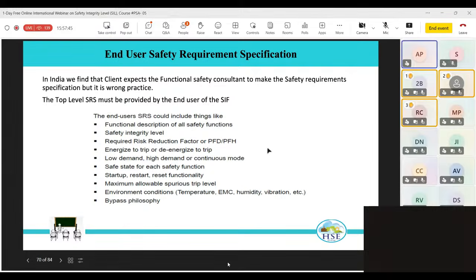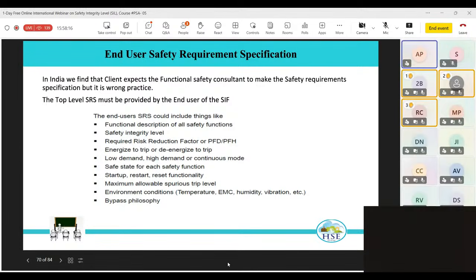So what is an end user safety requirement specification? Now we have got that this particular loop must have a risk reduction factor of 100. So now we need to define the safety requirement specification for that loop. That is, one is a functional description of all safety functions.